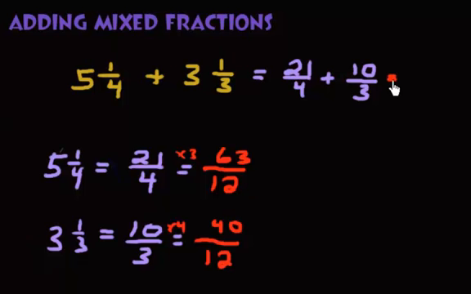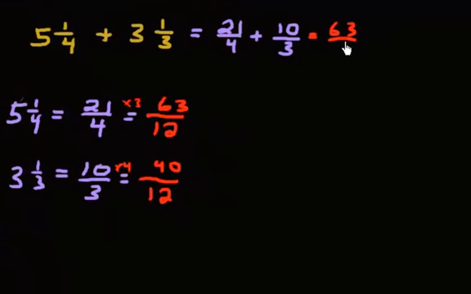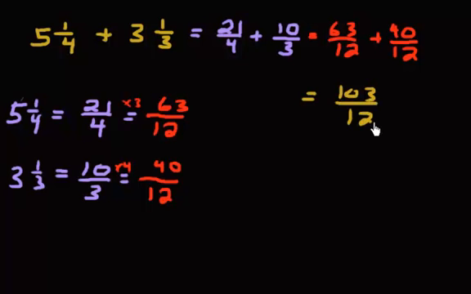So come back up here, and now instead of 21/4, we now have 63/12 plus, and then instead of 10/3, it's now 40/12. They have the same denominator now, so we can add these two together. And so 63 plus 40 is going to be 103 divided by 12. Now this is my answer written in improper form.